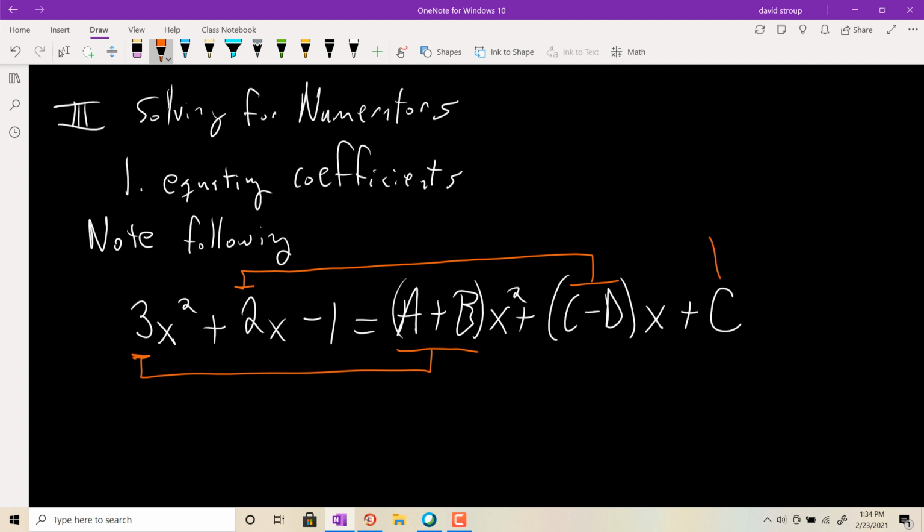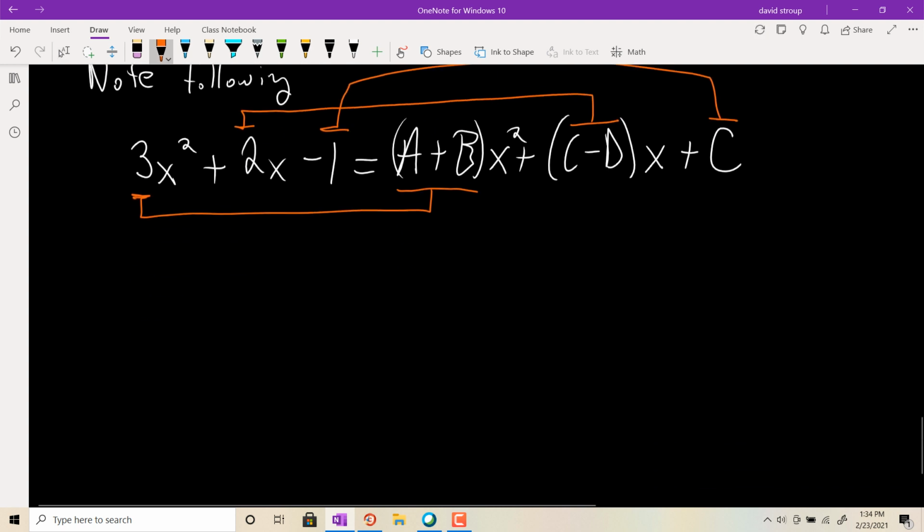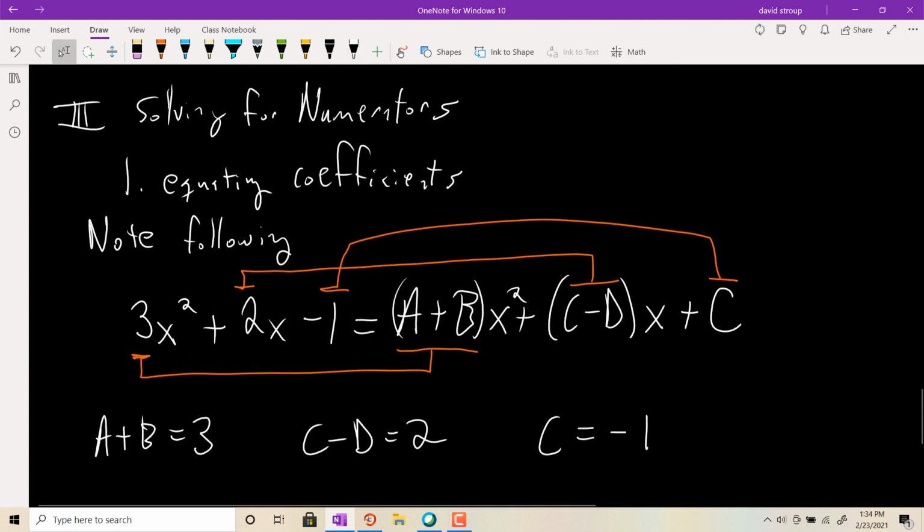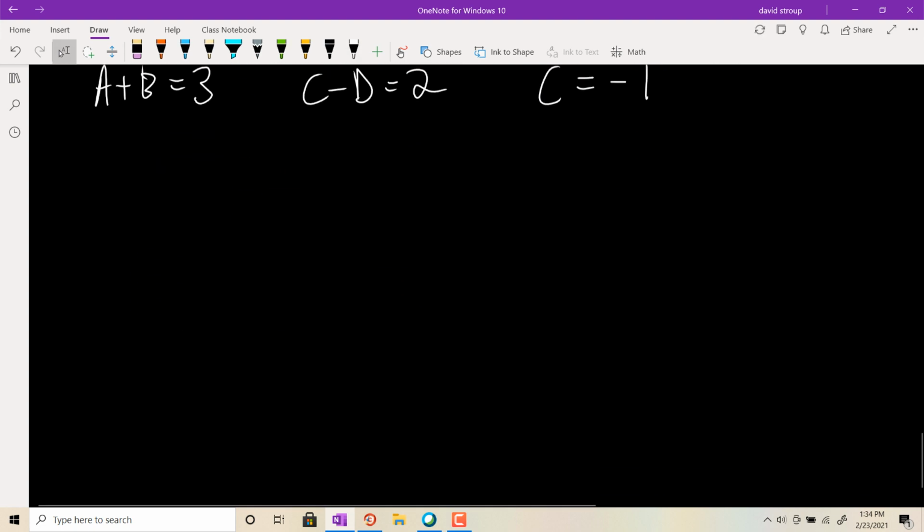And then finally, the constant is c, so c must equal -1. And then you could solve that system of equations. So again, what are we dealing with? I have a plus b equals 3, and then you'll have c minus d equals 2, and then we have c equals -1. And hopefully you can solve these equations for a, b, c, and d. And that'll give you the method of equating coefficients. Okay, so that's the idea.